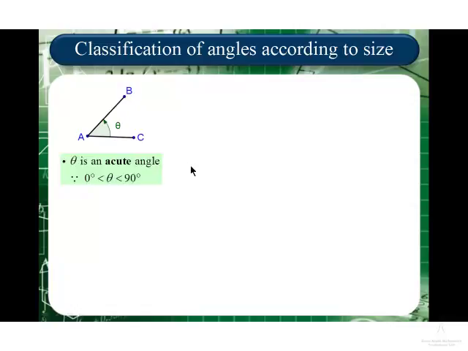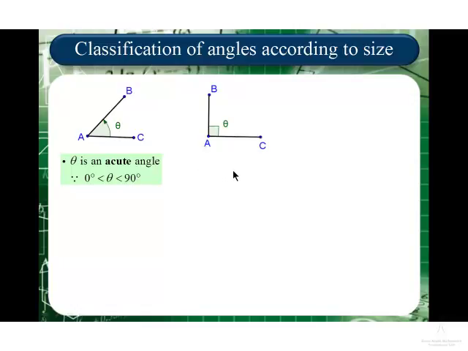Now, in this particular case, we say that the angle theta is an acute angle. This means that the size of the angle lies between 0 degrees and 90 degrees, strictly between 0 degrees and 90 degrees.